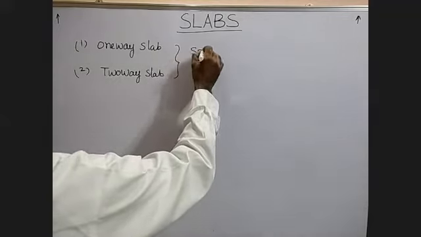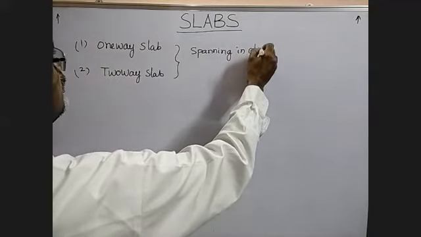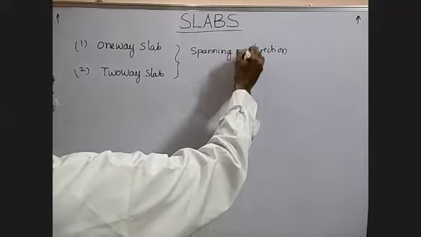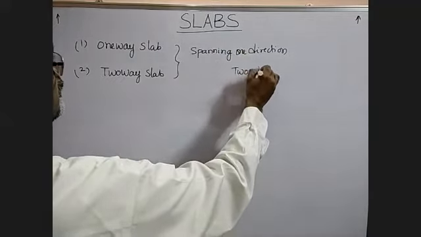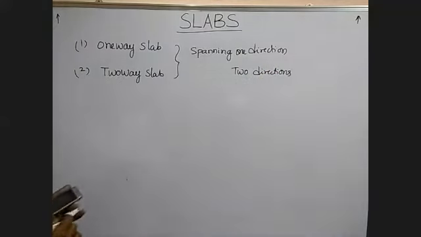Spanning in one direction, spanning in two directions. స్లాబ్ వన్ డైరెక్షన్ ఏంటి, టూ డైరెక్షన్ ఏంటి? ప్రతి స్లాబ్ కి రెండు డైరెక్షన్ ఉంటాయి, ఎక్స్ వై ఉంటుంది. ఓకే, ఎక్స్ డైరెక్షన్ లో వై డైరెక్షన్ లో స్లాబ్ ఉంటుంది. But here again you have the slab spanning in one direction and the slab spanning in two directions.